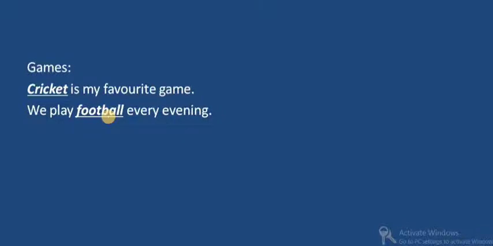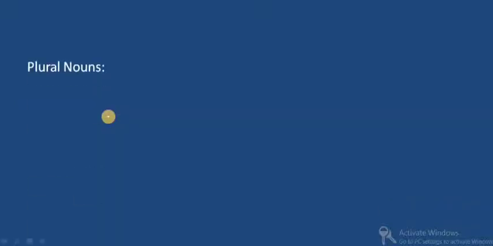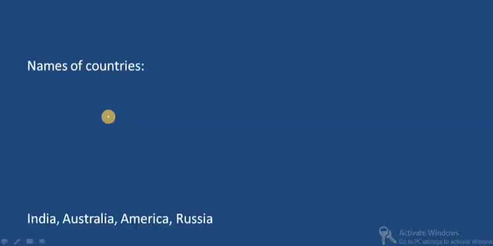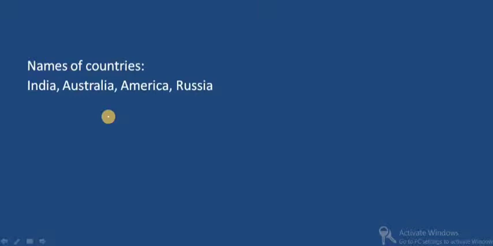Games: here also we do not use any article. Cricket is my favorite game, we play football every evening. Then plural nouns. Children are playing in the garden, so we do not use any article here. Then names of countries: India, Australia, America, Russia, we do not use any article before them also.